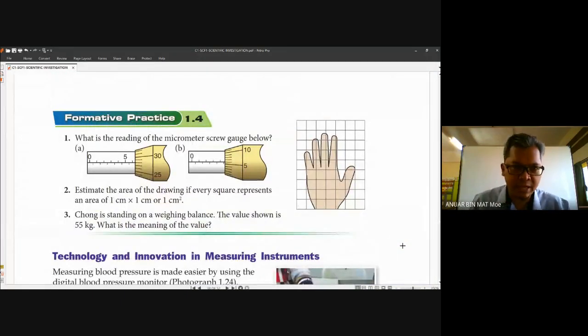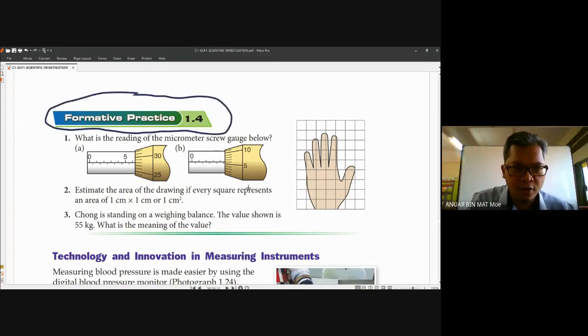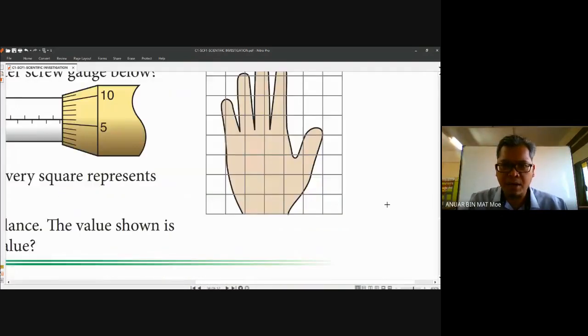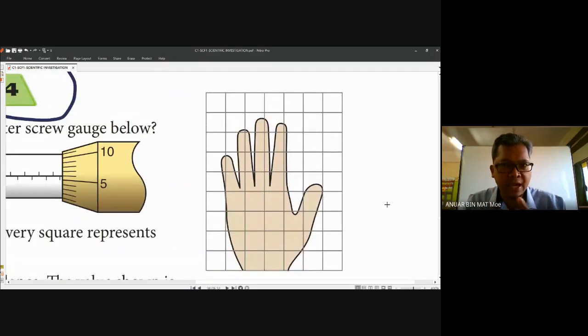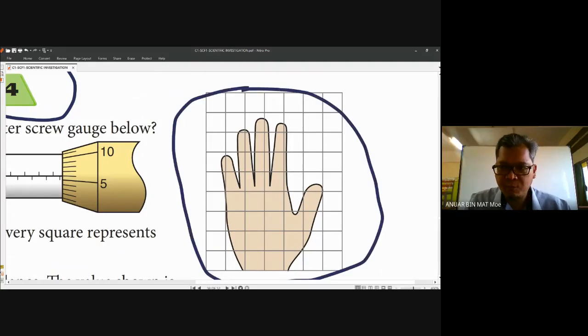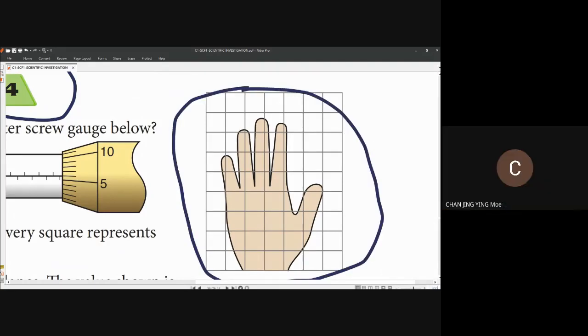So the homework for today, you do formative practice 1.4. For question number 2, if you have a graph paper, you can try to estimate the area of your own hand. Can you do it for me? Do you have graph paper at home?